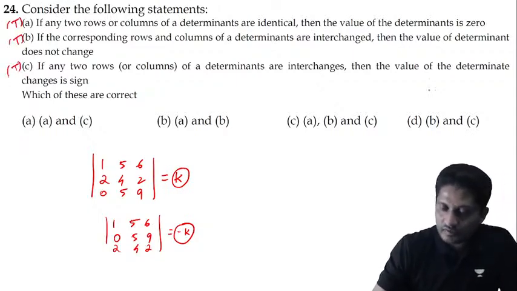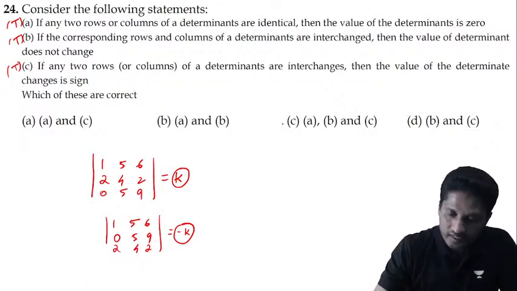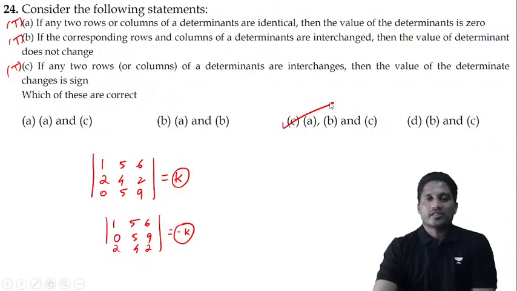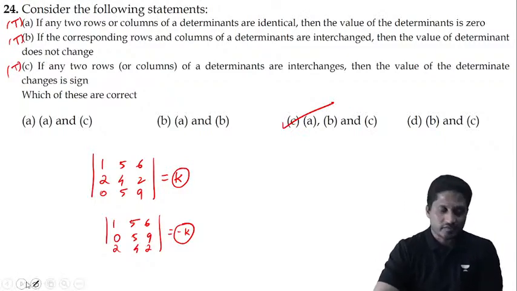So all of these are true. Which of the following are correct? All of A, B, C are correct. Right, answer is option C. Let's move to the next question.